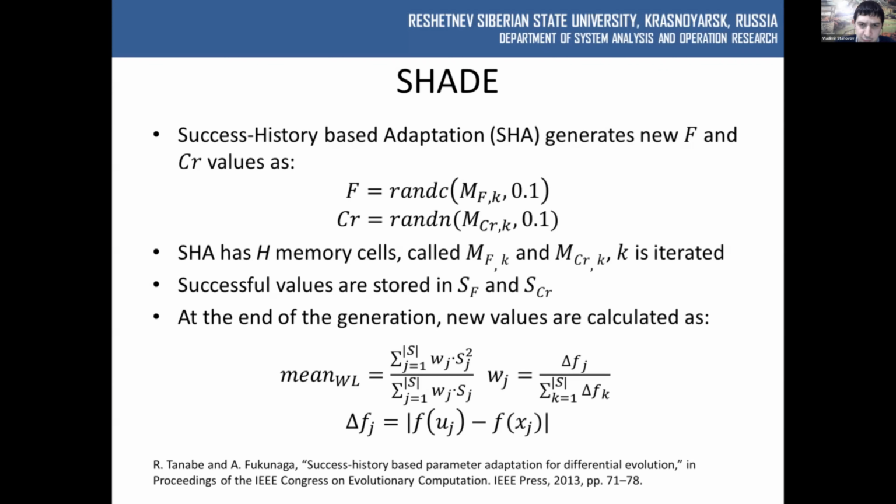Then we have several memory cells. We store successful values there. And if our solutions are improved with some values of F and CR, we store these values. And then we calculate a weighted mean, and the weights are the improvement values. And then we update the memory cells. Okay, I know this sounds complicated, and well, probably it is, but later I will show you a simpler method.